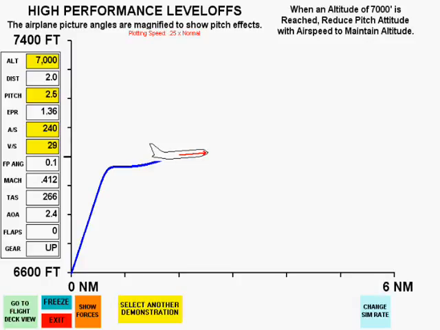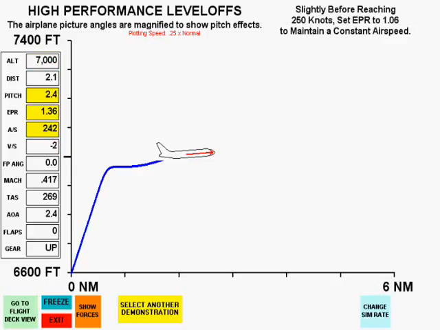Once the altitude is captured, a decrease in pitch attitude with increasing airspeed is necessary to maintain altitude. And slightly before we reach 250 knots, we'll set the EPR to 1.06 to maintain the airspeed constant at 250.